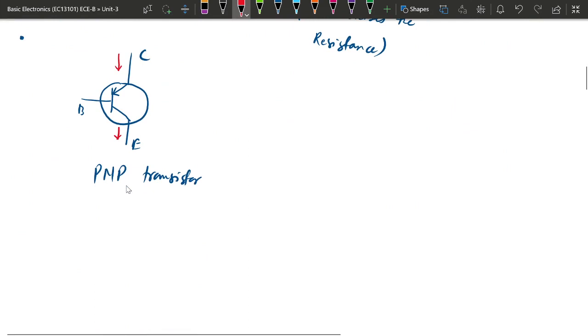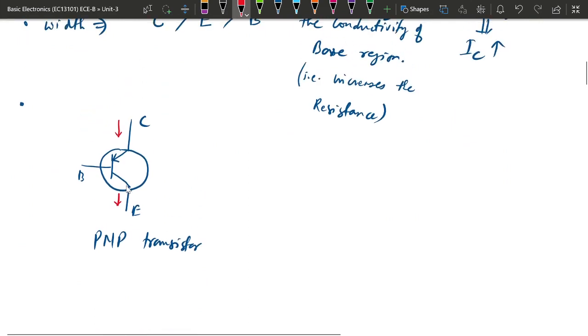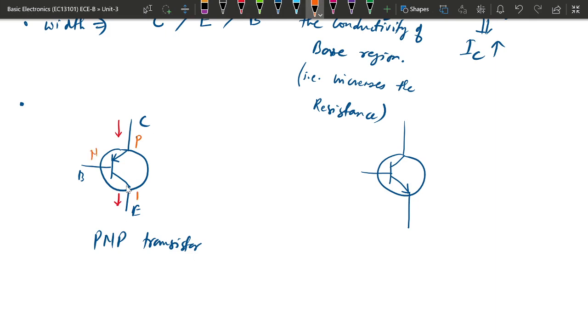Okay, and also in case of NPN transistor, the symbol is this. Here this is PNP, so this region will be P. I can draw by using a different color. This is P, this is N, and this is P.